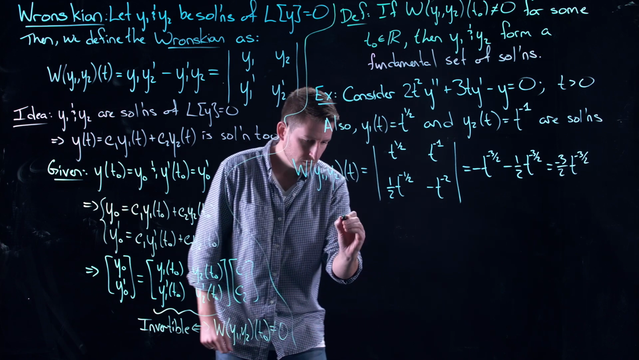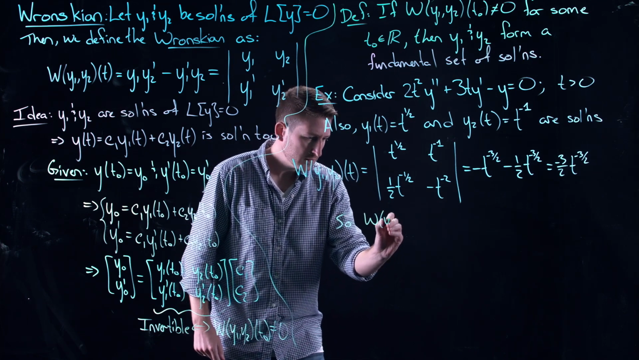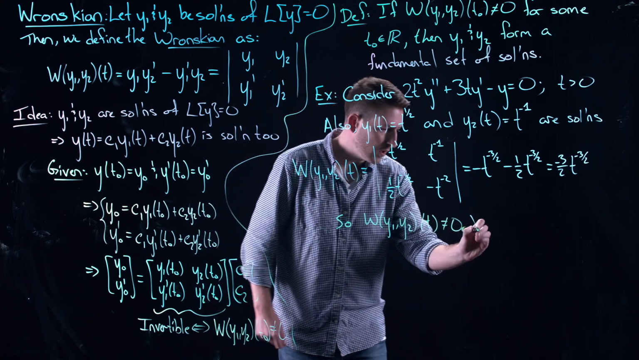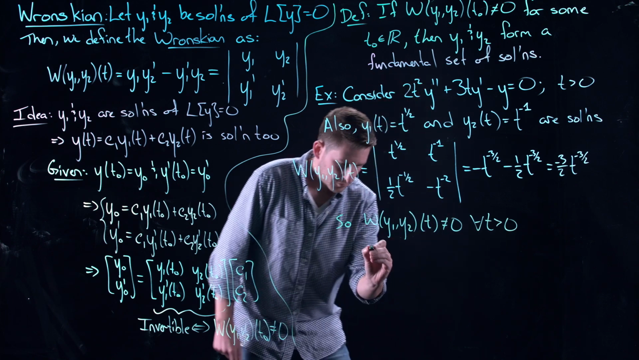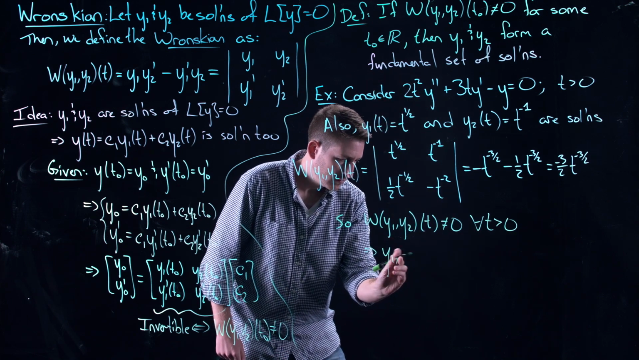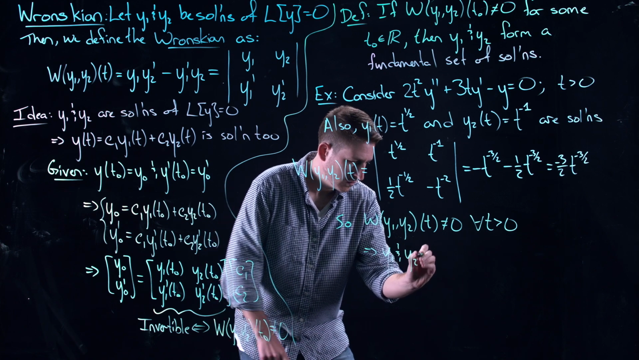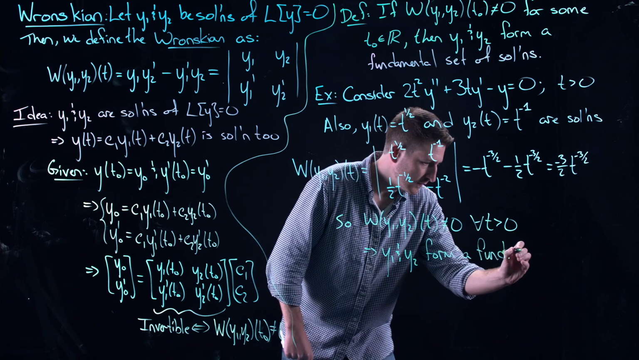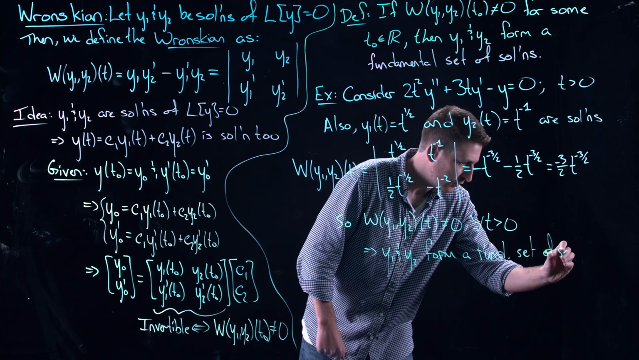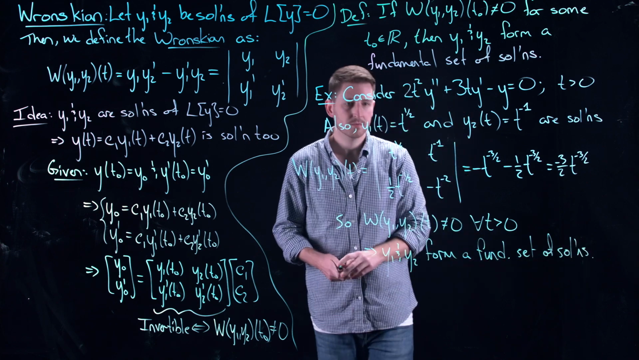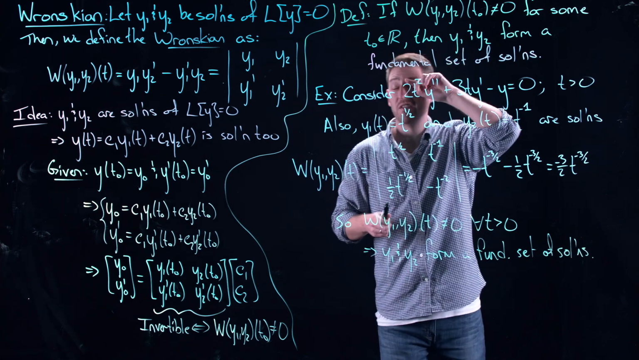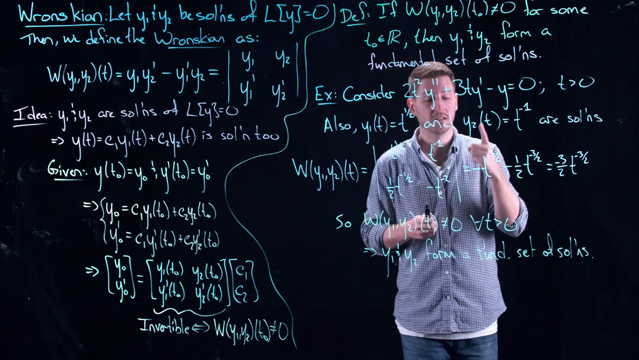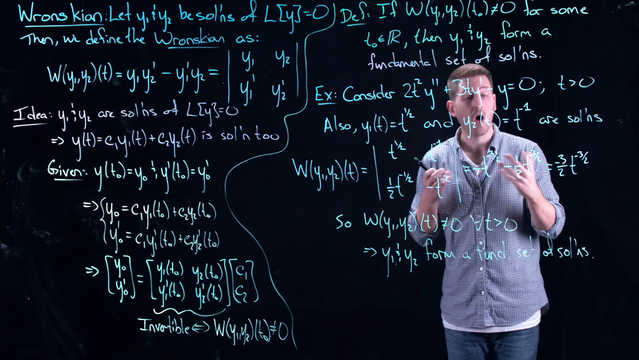But then, so the Wronskian does not equal 0 for all positive t, which tells me that y1 and y2 form a fundamental, F-U-N-D, set of solutions. All right, so that is exactly what my definition says. In fact, my definition says that all I need to do is find one value of t where this thing is not equal to 0. I don't have to talk about all of them.